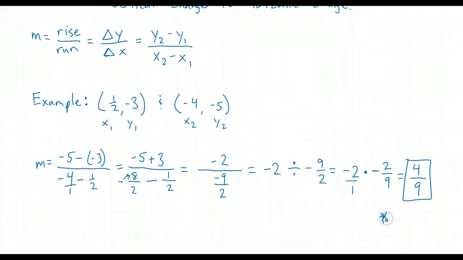Notice that my slope is a fraction, and that fraction is written in lowest terms. I don't want my slope to be a decimal. I don't want my slope to be a mixed number. I want my slope to be a fraction in lowest terms.